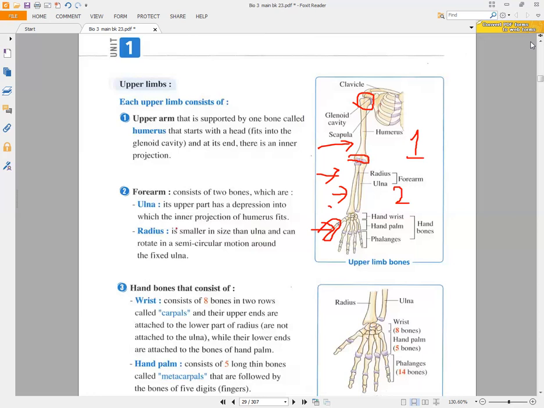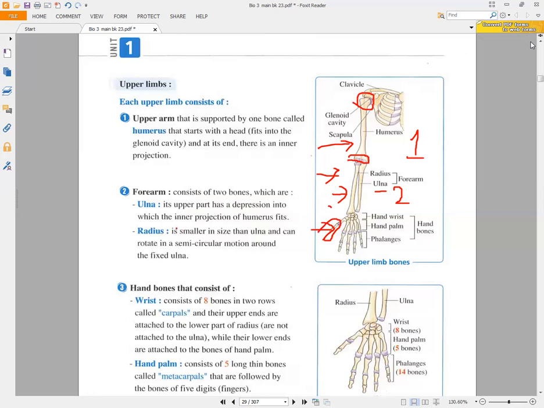Okay? Also, you will find that we have the ulna. The ulna is the inner bone. You can find that it's attached firmly to the humerus. It forms a joint, and this joint is called the elbow joint.